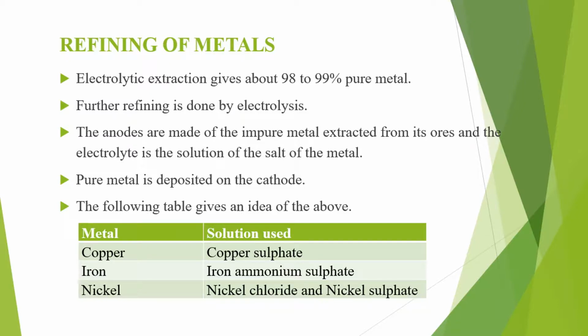So the table gives us the different solutions used for the different metals. For copper, it is copper sulfate solution used for electrolysis, and for iron, it is iron ammonium sulfate, and for nickel, it can be nickel chloride or nickel sulfate.